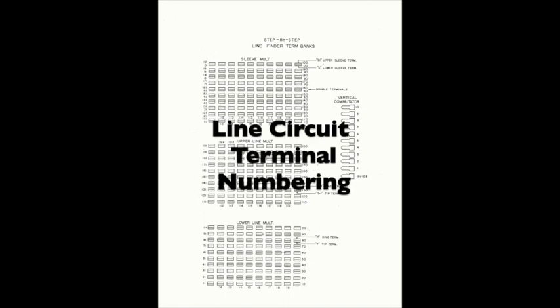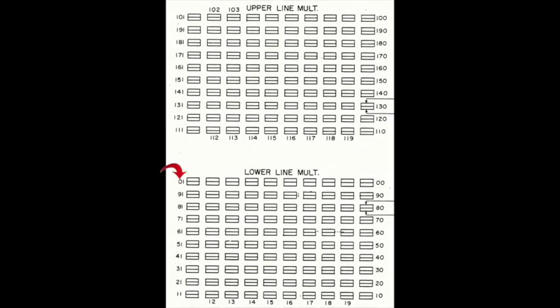The line circuit terminal numbering is defined by the location of the line circuit's terminals on line finder bank number 1. The tens digit of the line circuit terminal number is its bank level number.